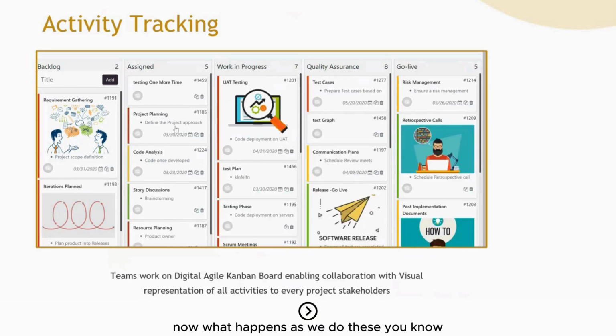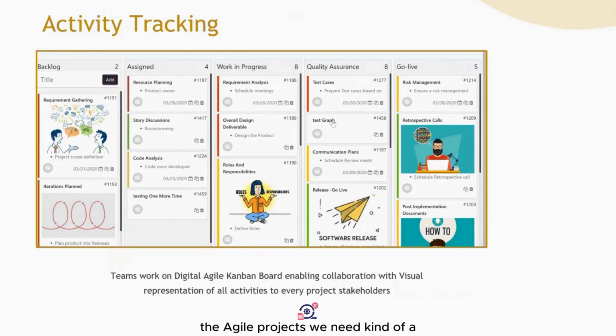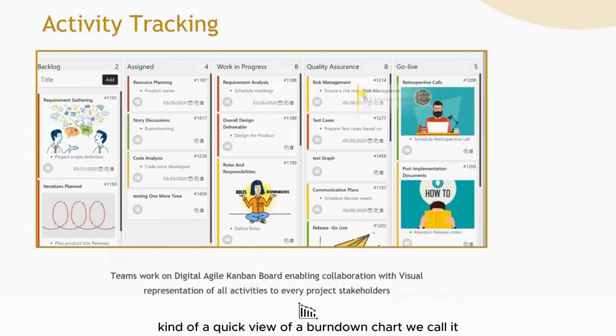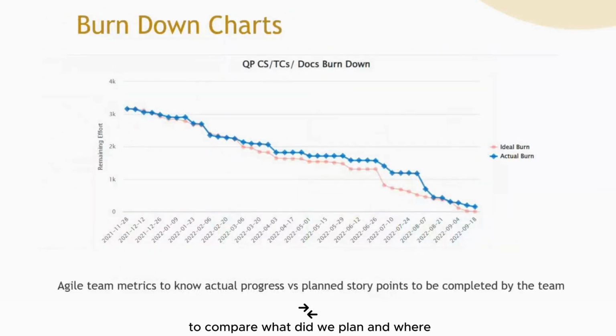Now what happens as we do these agile projects, we need a quick view of a burn down chart, we call it, to compare what did we plan and where are we in actual right now. So here this shows basically that we had planned, part of the pink line, that was our ideal burn, which was the planned burn, but in actual we are a little above the line, so we are a little behind. So this way you are able to monitor whether you are on plan or not.